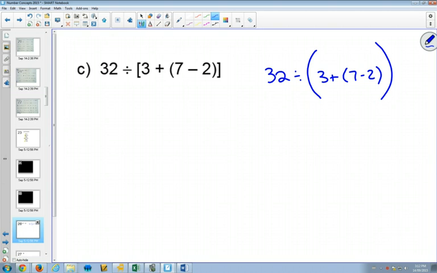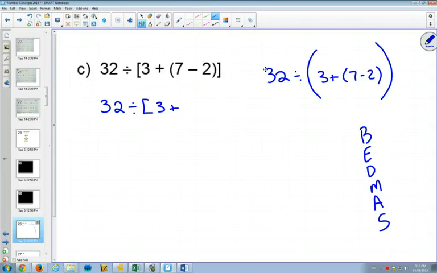So according to BEDMAS here, do we have brackets? Oh, yes, we do. Inside of the brackets, do we have mathematical operations that we need to do? Yes. In fact, inside the brackets, we've got brackets inside the brackets. So we'll do the bracket inside the brackets first. So I'd have 32 divided by 3 plus, and inside the brackets here, 7 minus 2 will be 5. So I did inside the brackets first.